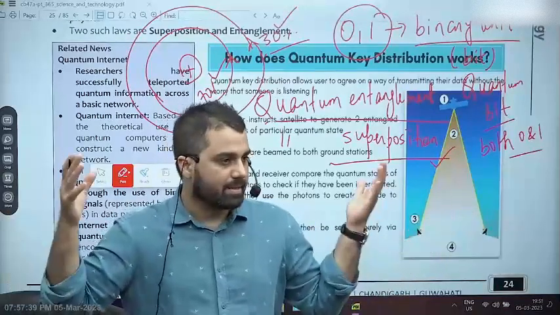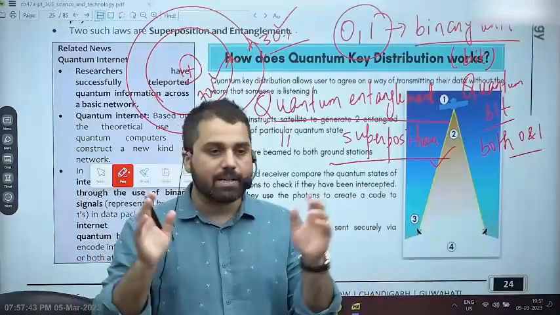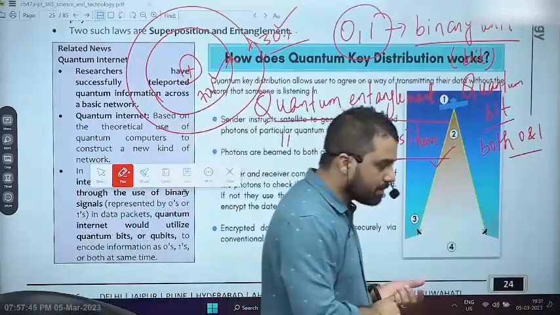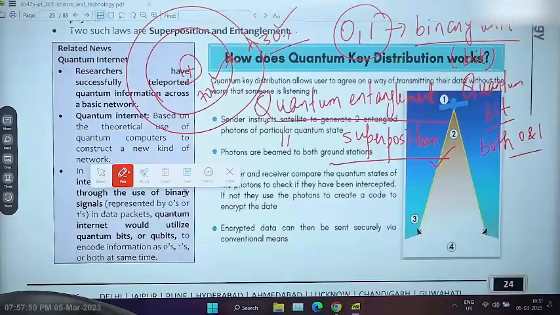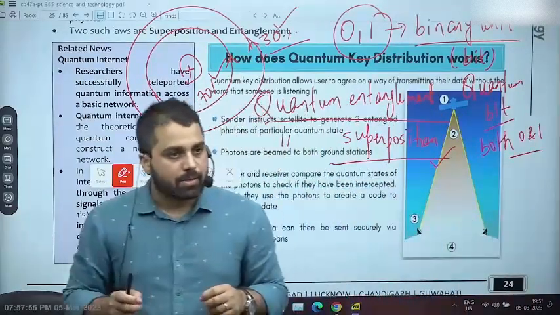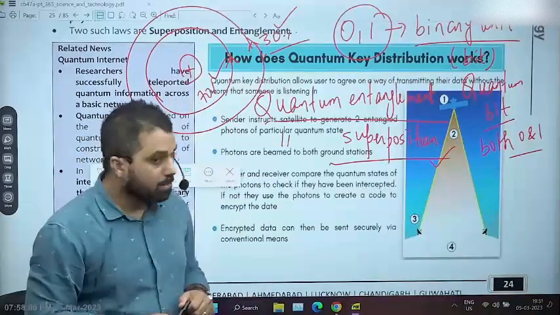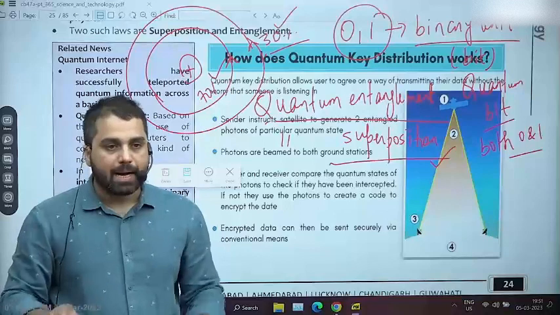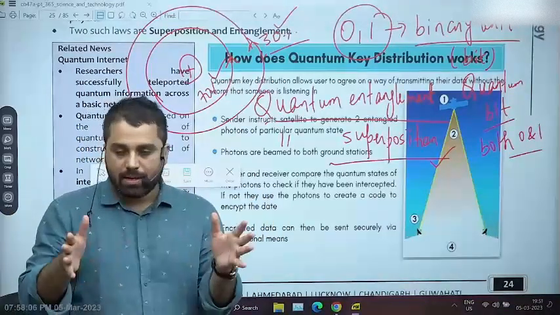this communication channel. So quantum communication, quantum key distribution, fundamentally works on the principles of quantum superposition and quantum entanglement, and it can create a communication channel which is foolproof, that even quantum computers or supercomputers will not be able to decipher.